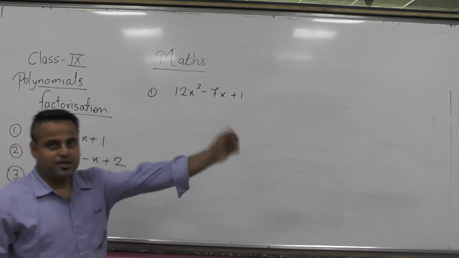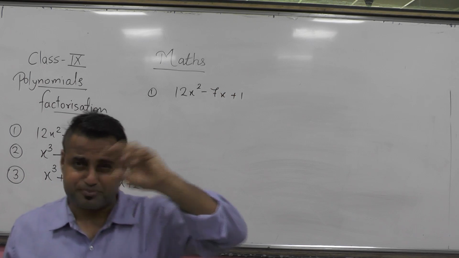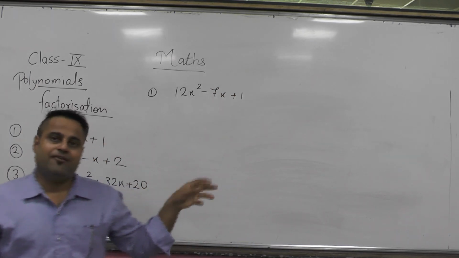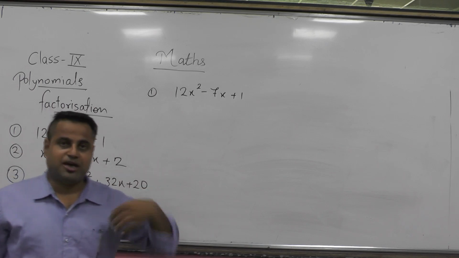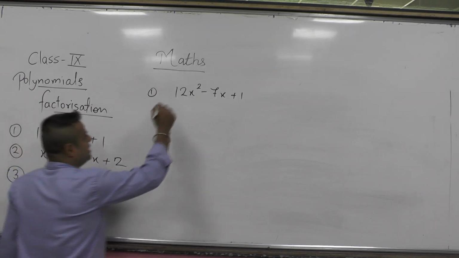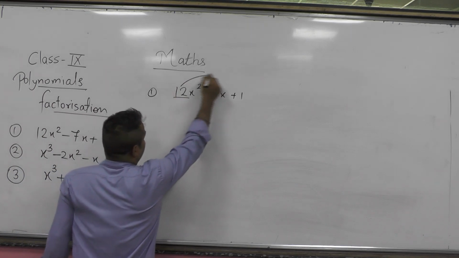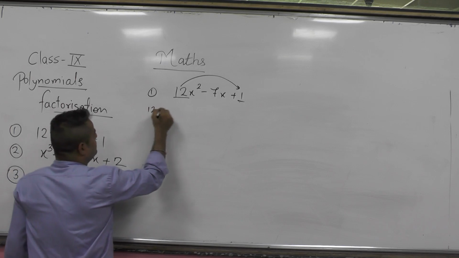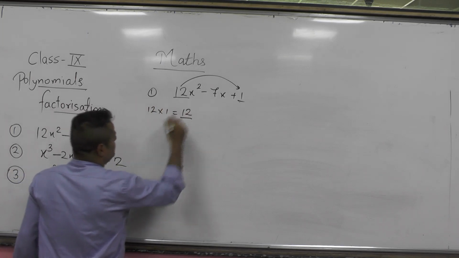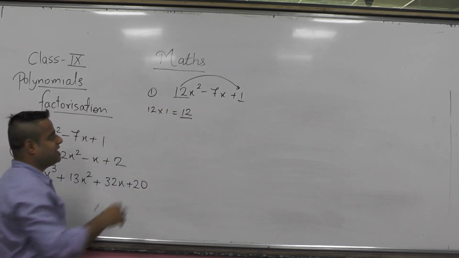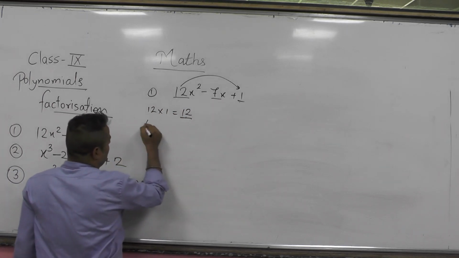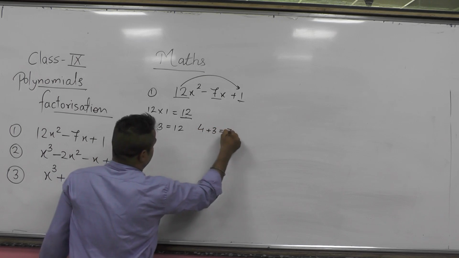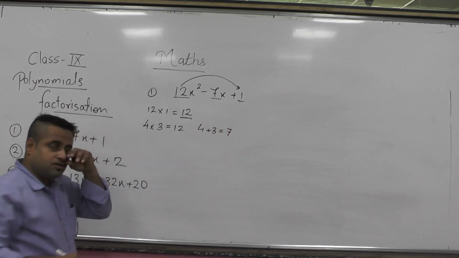Remember one thing, whenever the greatest degree term of x has any number other than 1, we can multiply it with the last constant. Here we have 12, we can multiply it with the last number 1. 12 ones are 12, so 12 is the number which we have to factorize so that we can get 7. Now 12 factors we all know, 4 into 3 is 12 and 4 plus 3 is 7 as well. But here it is minus, so how to factorize it?